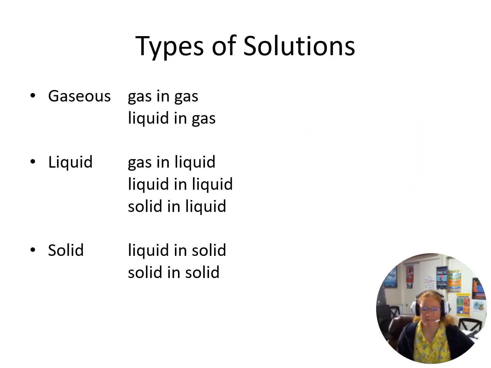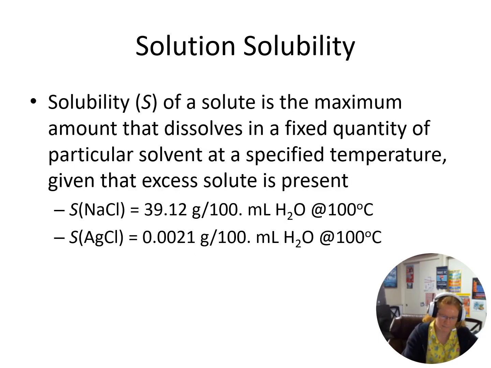So we have different types of solutions. We can get gas and gas. We can get liquid dissolved into a gas. Liquids, we get gas dissolved in a liquid, liquid dissolved in a liquid, solid dissolved in a liquid. And then we can get solid solutions where we have a liquid dissolved in a solid, or we have a solid that's mixed in a solid. A lot of solid solutions though, you end up liquefying things first, getting them to mix, and then you let them re-solidify, and now you have your solution of different solids.